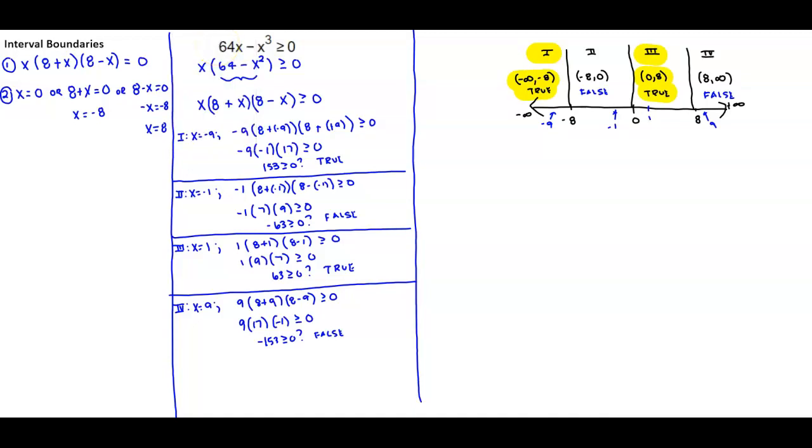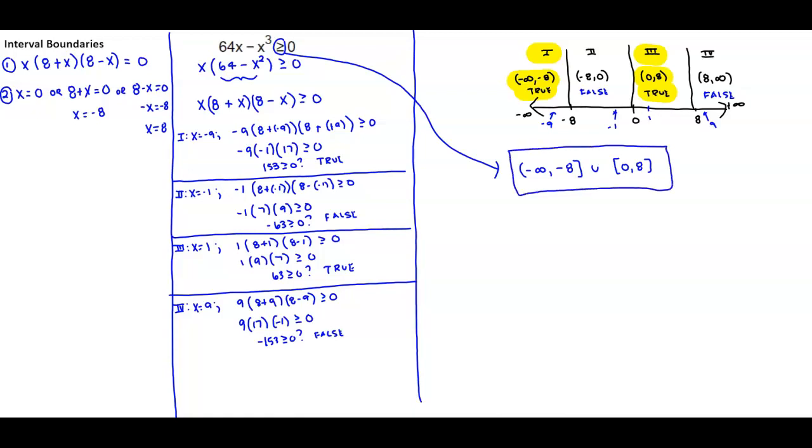So now let's go ahead and write our solution set. Well, again, here you see that it's greater than or equal to. Okay, so since it's greater than or equal to, we're going to have to use the brackets where our numbers are located at the intervals. So in this case, we got negative infinity, comma, negative 8 with a bracket, union, we have bracket 0, comma, 8 with a bracket. And therefore, there is our solution.